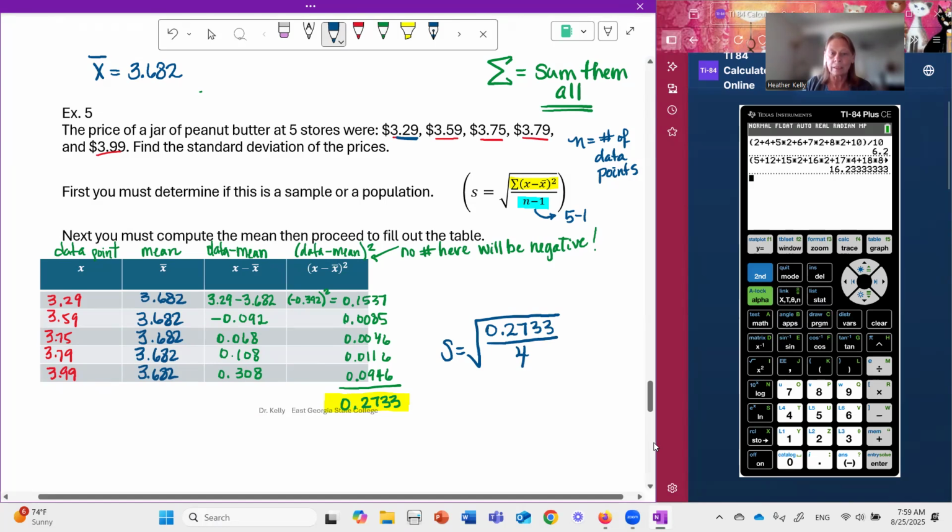Now let's plug this into the calculator here. And I want you to note how many decimal places the answer needs to be. We need 3 decimal places, because the data that we worked with was only 2 decimal places. So we need 3 decimal places in this answer.